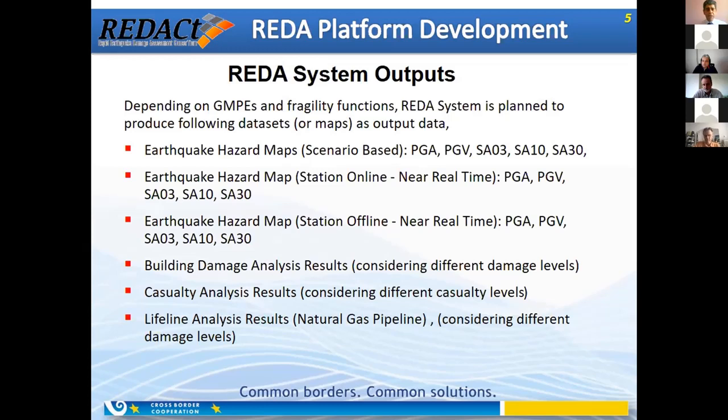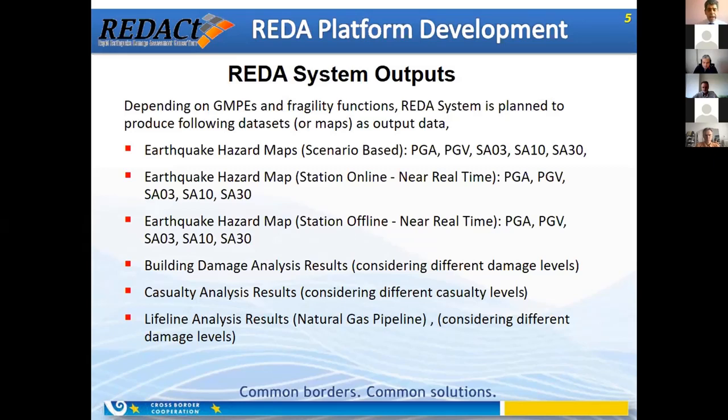And what will the earthquake hazard maps be? They can be the PGA maps, PGV, spectral acceleration at 0.3 second period, spectral acceleration at 1 second, and spectral acceleration at 3 second periods. All these earthquake hazard maps, for the scenario-based and for near real time, either with station online or station offline, the REDA system will produce.